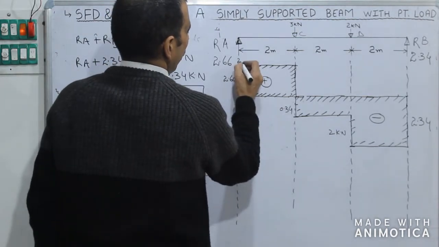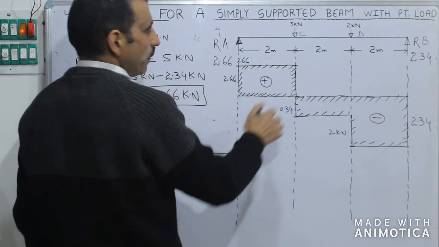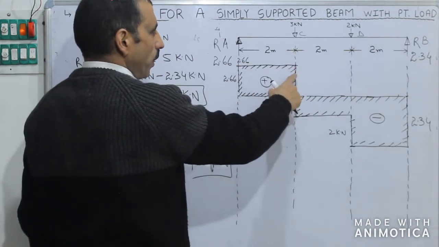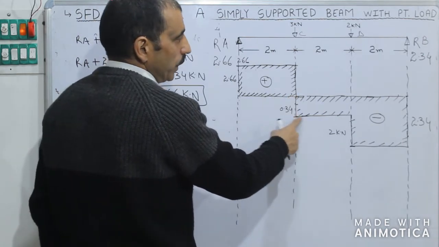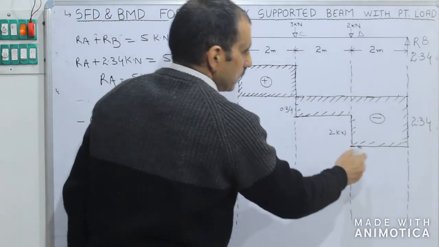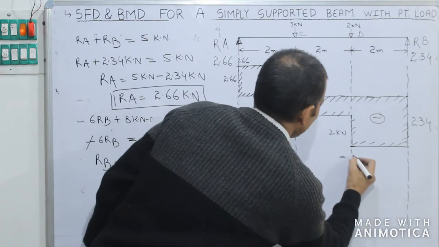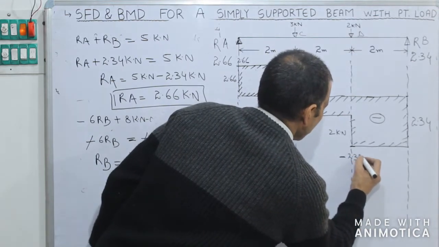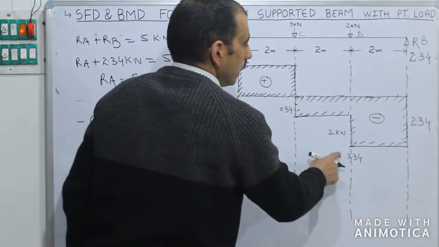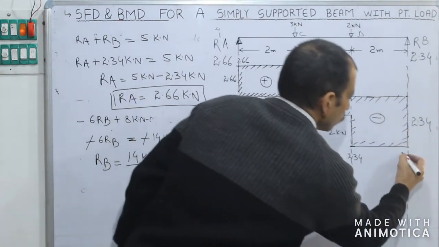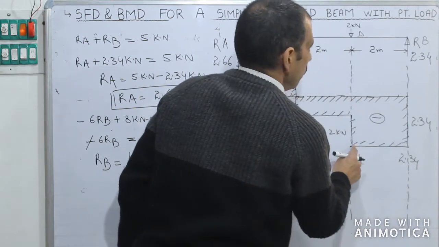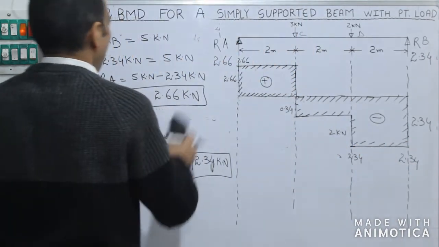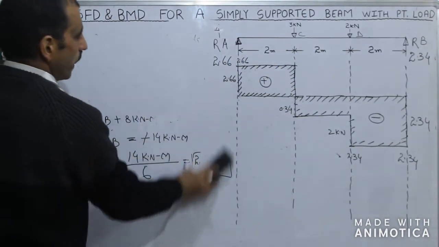Now what is shear force at A? This is 2.66. Shear force at C changes sign from positive 2.66 to negative 0.34. Shear force at D is negative 2.34. Shear force at B is also 2.34. It is constant from D to B. Now I will write the details of shear force diagram here.